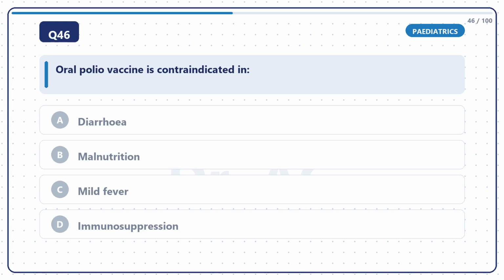Oral polio vaccine is contraindicated in option A, diarrhea. Option B, malnutrition. Option C, mild fever. Option D, immunosuppression.